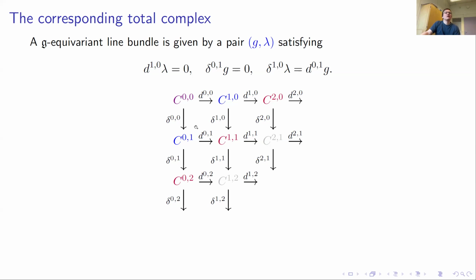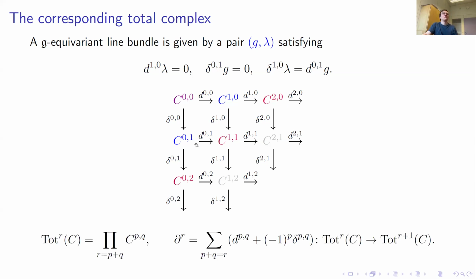Right. So we'll make the total complex like this. So tot 0 will just be C00. Tot 1 will be the product of the blue elements here. Tot 2 will be the product of these three elements, and so on. And we also have a differential defined like this. Basically, the square of this equal to 0 is equivalent to commutativity of this diagram.